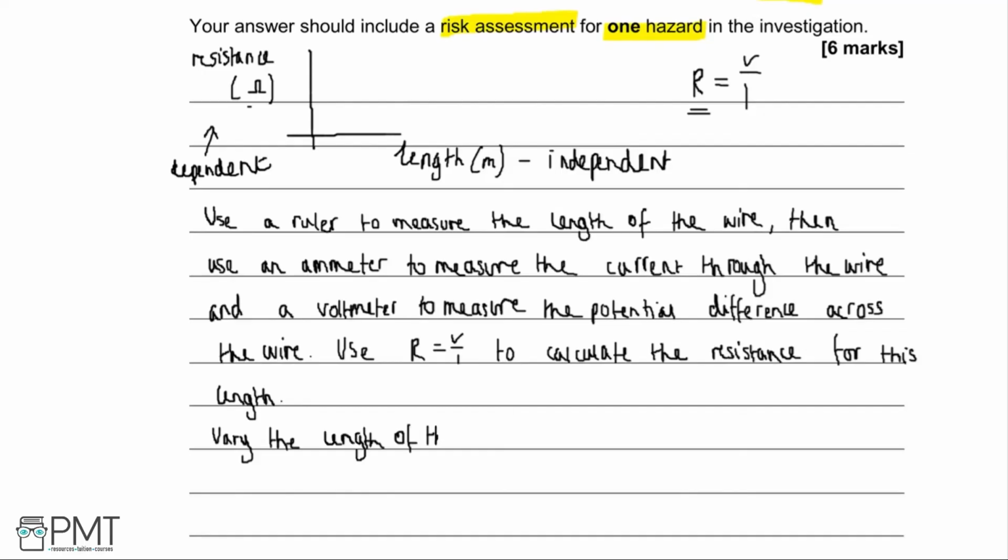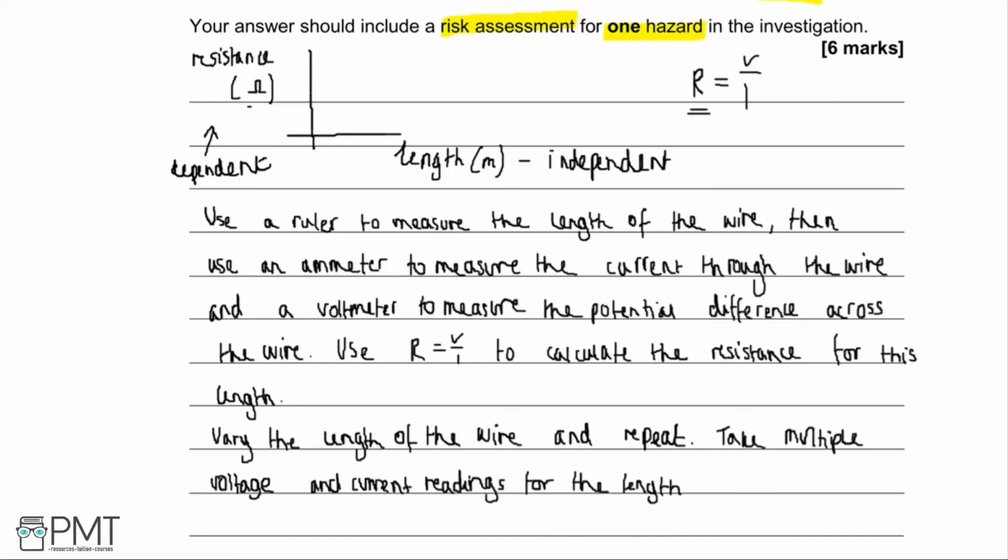So then we need to talk about how we can improve the accuracy of our investigation. And most often we do this by taking repeat readings. What we do is, for example, with this, we would unplug the circuit, then plug it back in, take a current reading and take a voltage reading. Then unplug the circuit, take another current reading and another voltage reading. Then unplug it, plug it in again, take another voltage and a current reading.